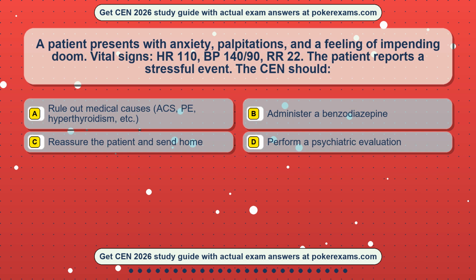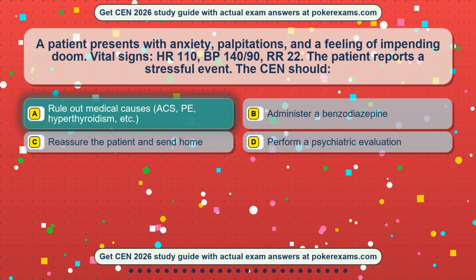Question 24. A patient presents with anxiety, palpitations, and a feeling of impending doom. Vital signs: HR 110, BP 140/90, RR 22. The patient reports a stressful event. The CEN should: Option A, rule out medical causes, ACS, PE, hyperthyroidism, etc. Option B, administer a benzodiazepine. Option C, reassure the patient and send home. Option D, perform a psychiatric evaluation.